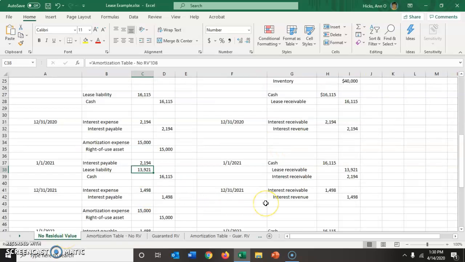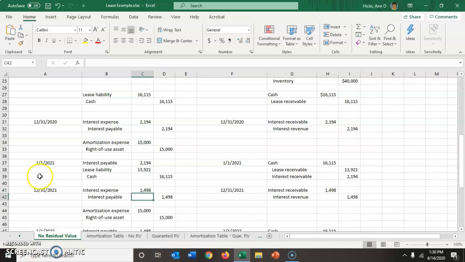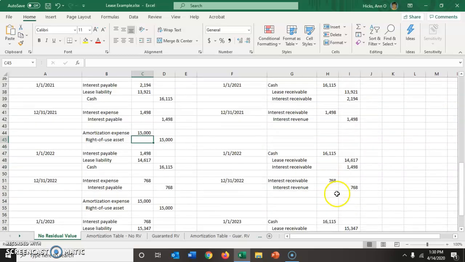All right, going back to our journal entries then, the lease liability debit came from the table. We credit cash for $16,115. Then for the remaining years of the lease, we are effectively doing the same thing. 12/31/2021 will debit interest expense for $14.98, which again comes from the amortization table, and credit interest payable. And then we'll record our amortization expense, which using straight line will be exactly the same entry.